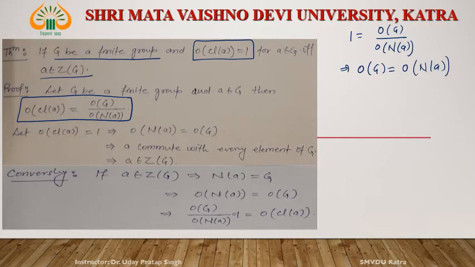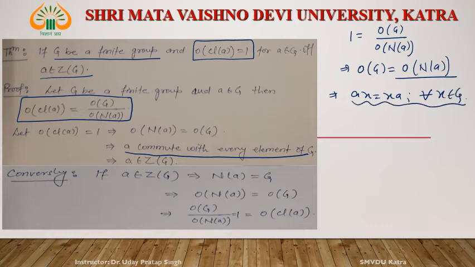Okay, it means this A commutes with every element of G. This thing says that if order of NA is equal to order of G, it means AX is equal to XA for all X belonging to G. Okay, and what is the definition of ZG?